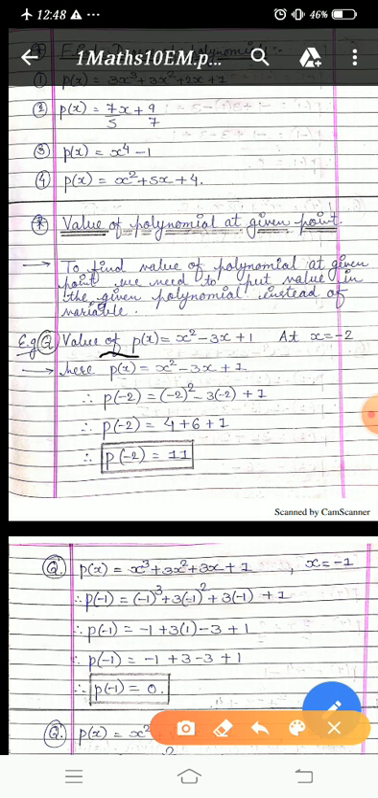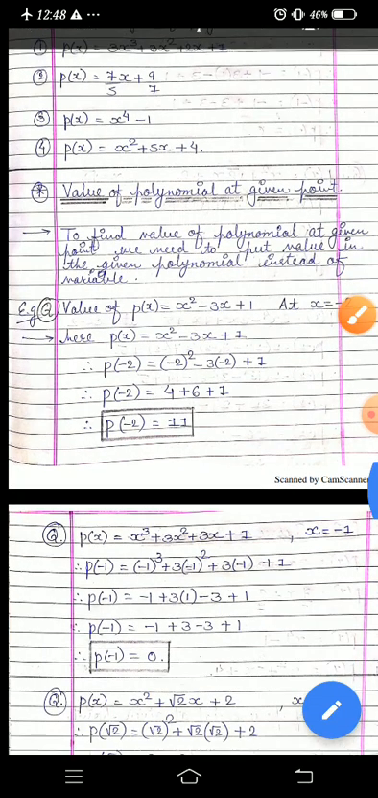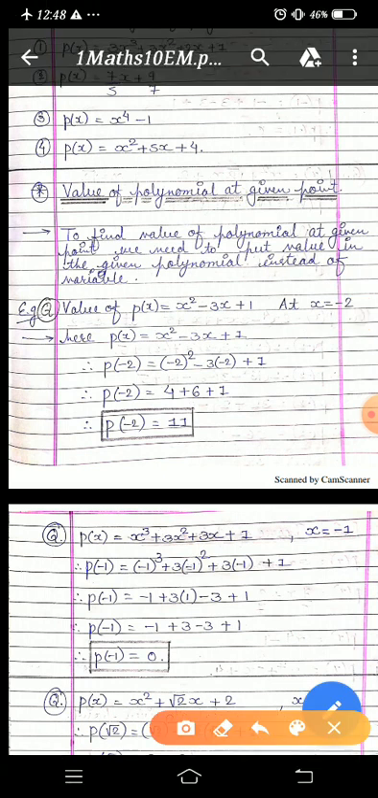Here p of x is given, that is x square minus 3x plus 1, and we need to find the value of the polynomial at x equals minus 2. So first of all, we write p of x as it is, x square minus 3x plus 1. Now instead of x we are going to put minus 2. So p of x is now p of minus 2. Instead of x square, now it will be minus 2 square, minus 3 stays as it is, instead of x it will be minus 2, and plus 1 stays as it is.